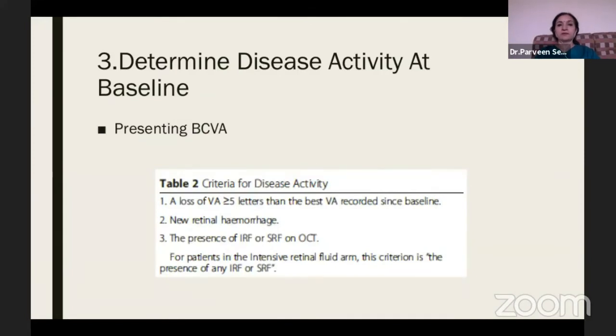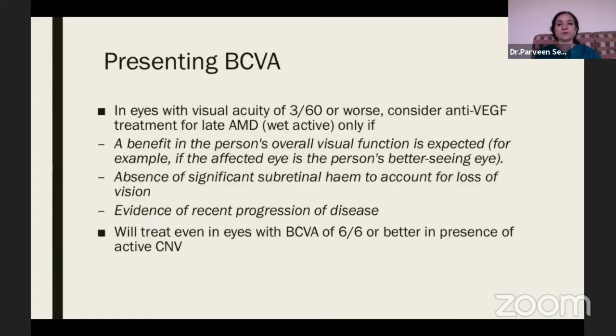Third question: is the disease active? Because you could have patients who have scars due to AMD, so you don't go ahead and treat them, or you could have intermediate AMD or early AMD as was discussed by the previous speaker. So you want to know whether this disease, which is AMD, needs treatment or not. Most important is presenting BCVA. If there is a recent loss of more than 5 letters, you know that this is an active disease that we are looking at. Also look for new subretinal hemorrhage and presence of fluid on OCT, which we'll see on the subsequent slides.